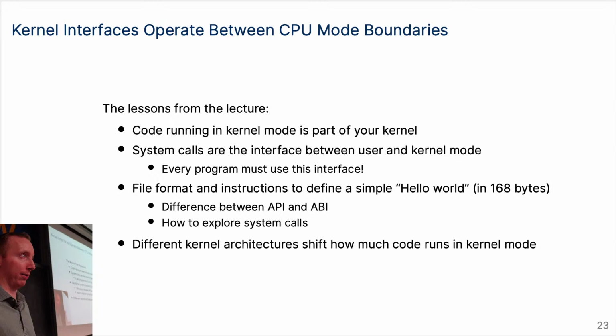So we saw the file format and instructions for defining a simple hello world in 168 bytes. We understood, at least marginally, every single byte. The difference between an API, which is just more descriptive, and an ABI, which is what registers you have to use. And then we saw our first system calls we'll see in this course, and we'll see more next lecture. And if you have different kernel architectures, it can shift what runs in kernel mode and what runs in not. Typically, you try and get device drivers out of kernel mode. And with that, just remember, I'm pulling for you. We're all in this together.